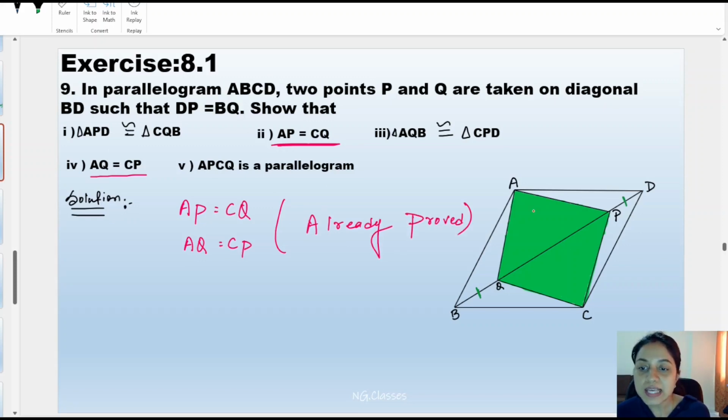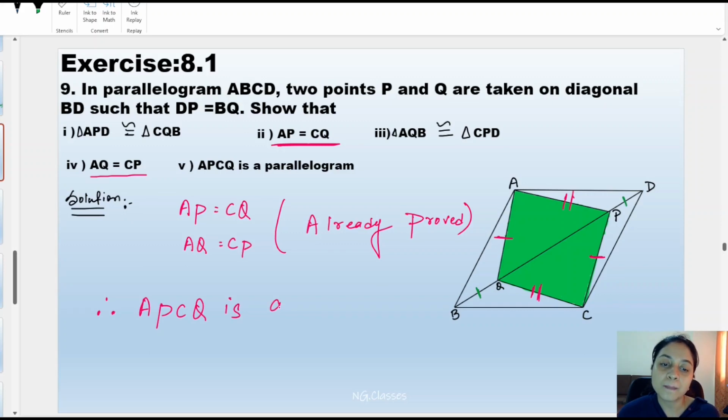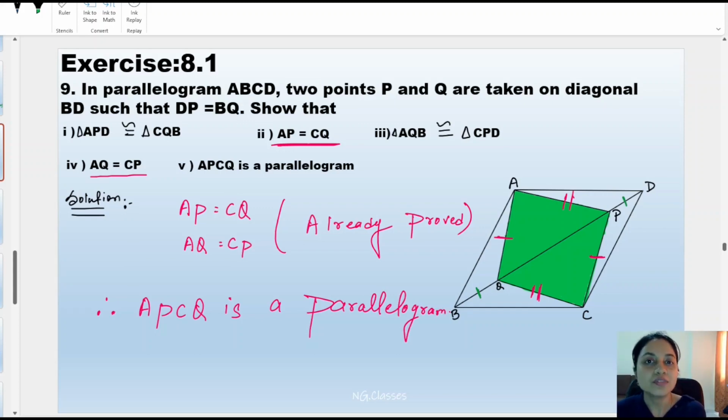Now, since AP is equal to CQ and AQ is equal to CP, these two pairs are of equal length. Therefore, APCQ is a parallelogram. And hence we are done with all the parts.